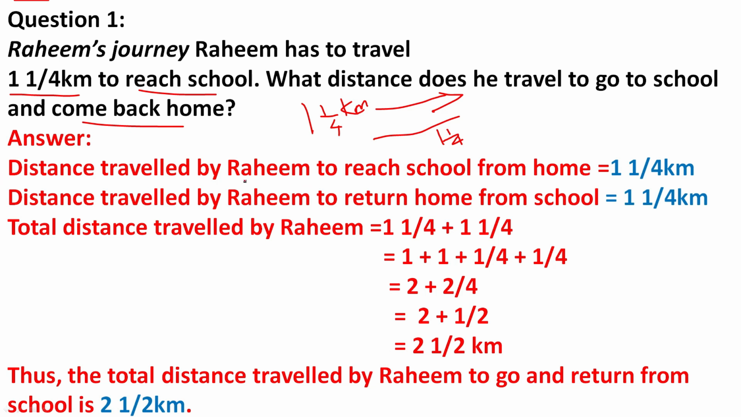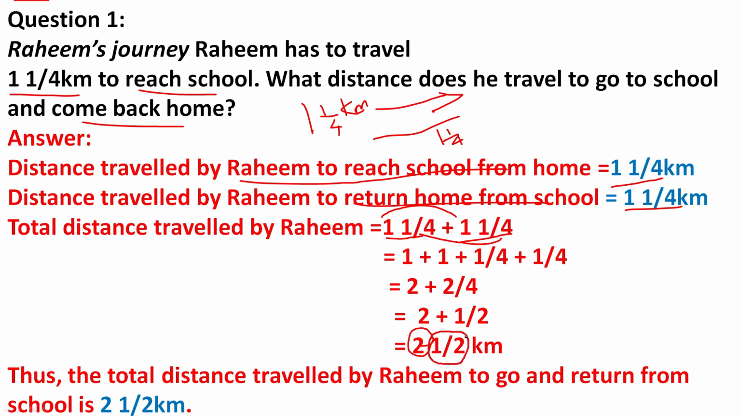The distance travelled by Rahim to school is 1 by 4. Then return from school 1 by 4. Adding 1 by 4 plus 1 by 4, 1 plus 1 is 2, and 1 by 4 plus 1 by 4, quarter plus quarter is half.